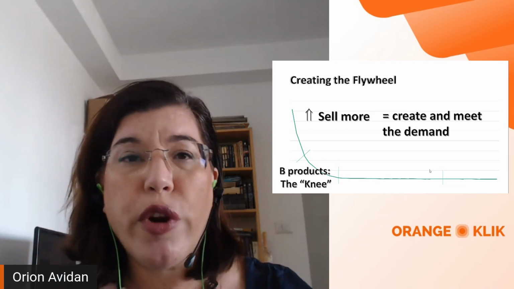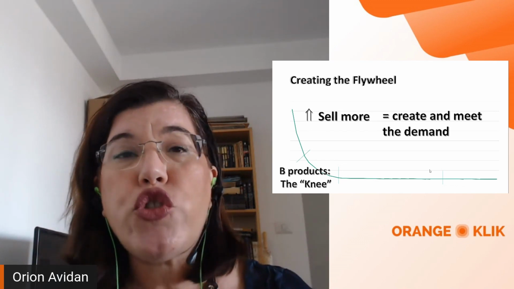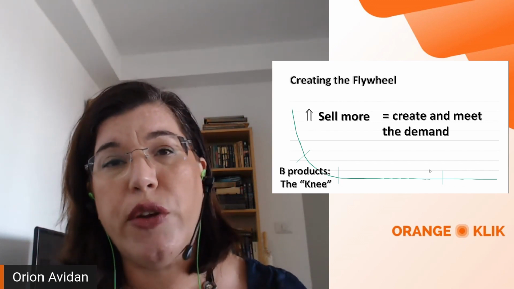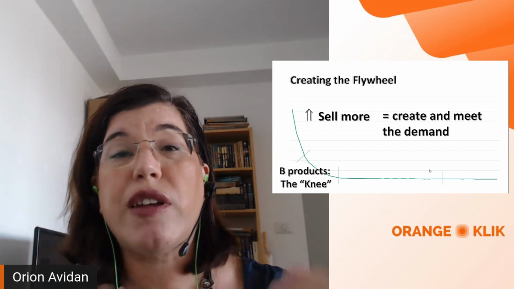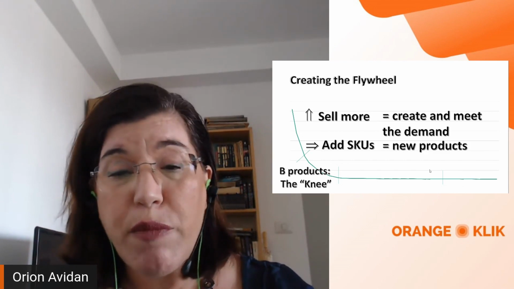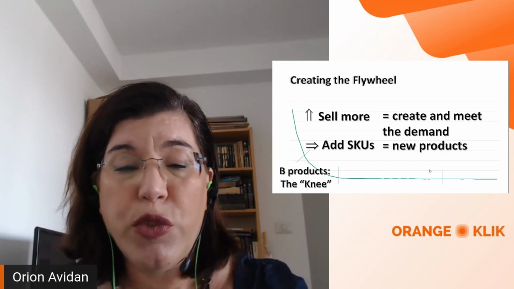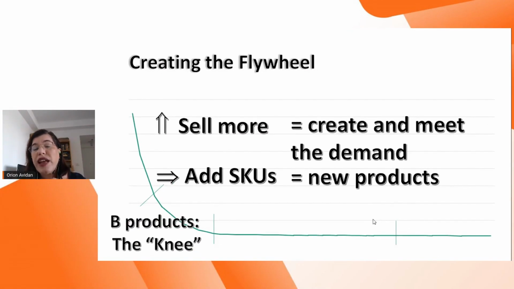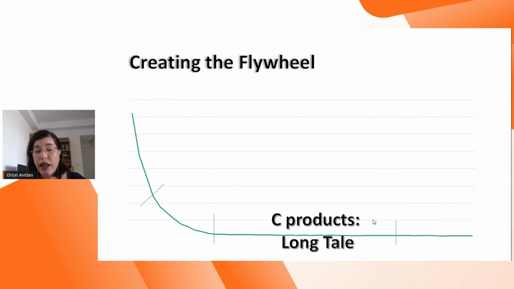Just try to bring in more demand by getting them exposure and making sure that when you do have the demand, you have something to sell and you haven't created the demand just to keep it unsatisfied and lose those sales. And we want to add SKUs, again, for the same reason. We can't move products from C to B usually, because that's where they naturally belong. If we want to have more B products, we have to have more new products given the chance to become B products.